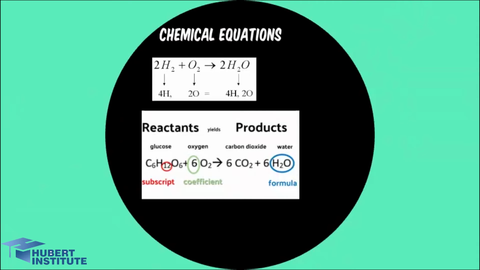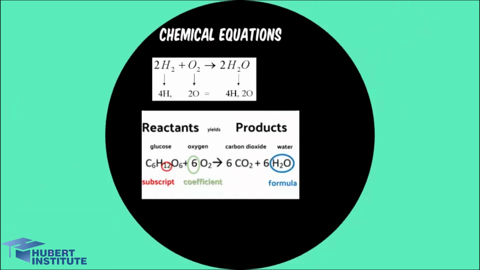Okay, so the next topic is the chemical equations. A chemical equation is the symbolic representation of a chemical reaction in the form of symbols and formulas. It's just using symbols and formulas to represent the chemical reaction.